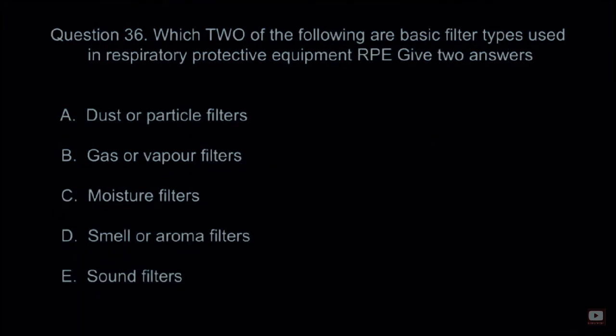Question 36. Which two of the following are basic filter types used in respiratory protective equipment, RPE? Give two answers. A. Dust or particle filters. B. Gas or vapor filters. C. Moisture filters. D. Smell or aroma filters. E. Sound filters.